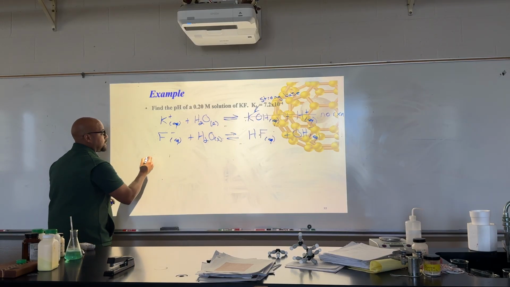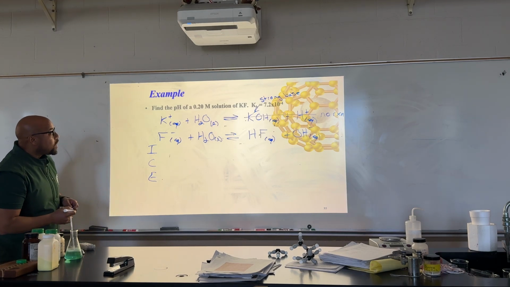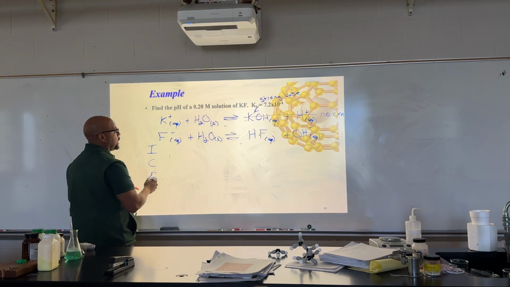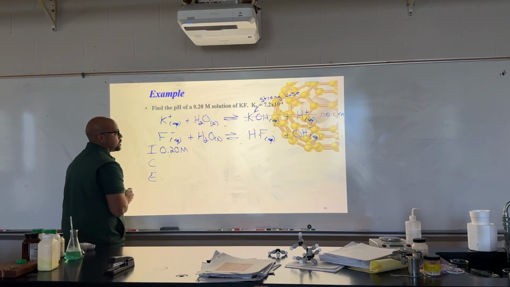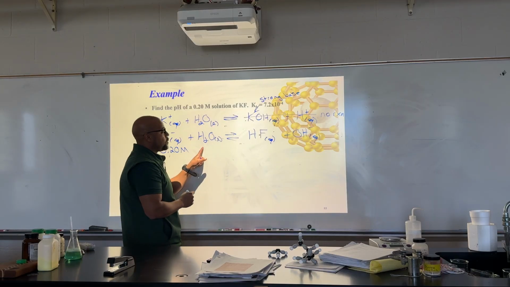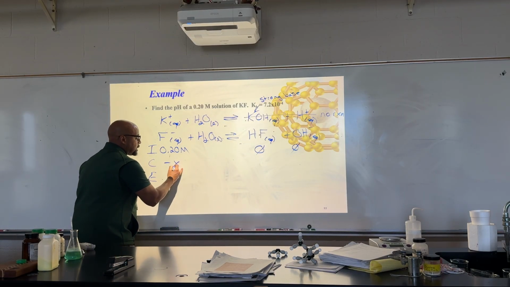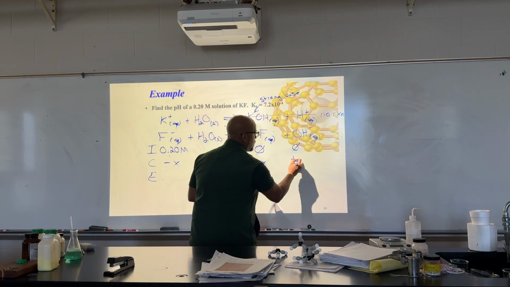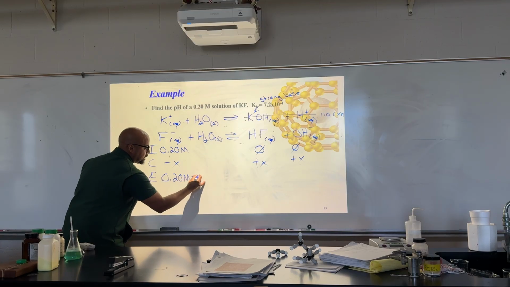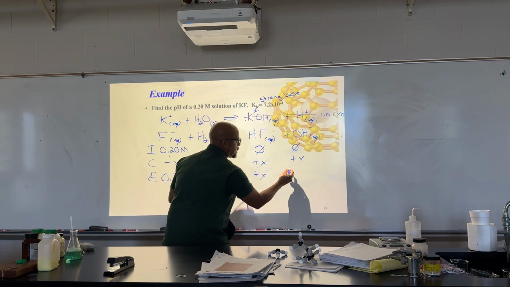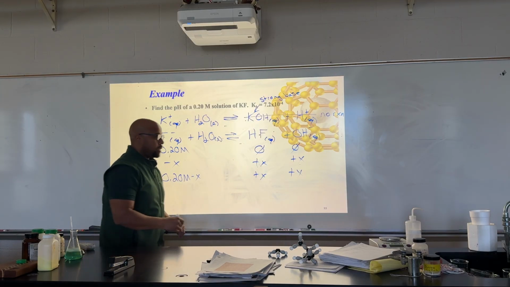All I'm going to do is set up my ICE expression. So here we go, our ICE table. What's the initial concentration of the fluoride? That's going to be 0.20 M here. I don't care about the water because it's a liquid. The products are going to be 0 and 0. Change: minus X, plus X, plus X. Equilibrium: 0.20 M minus X, plus X, and plus X right here.